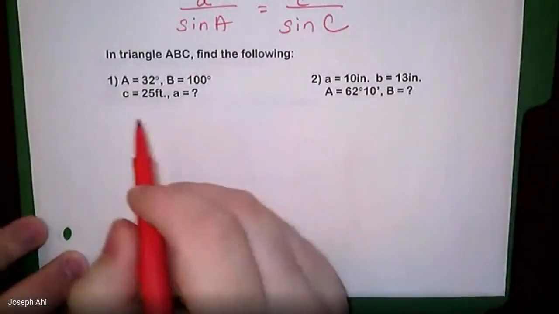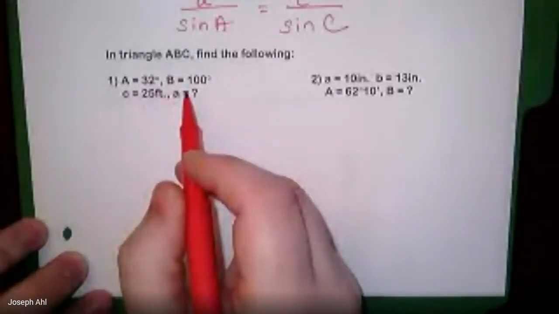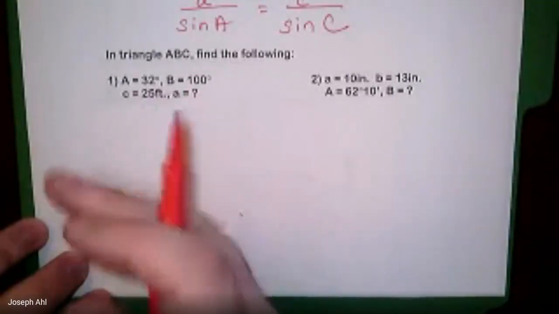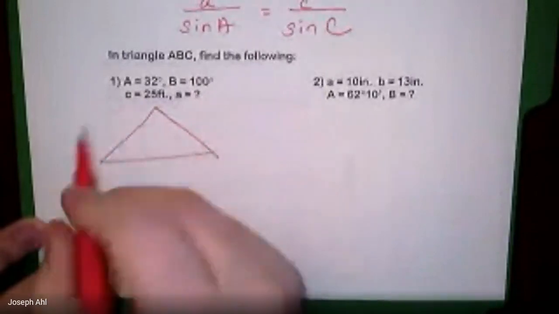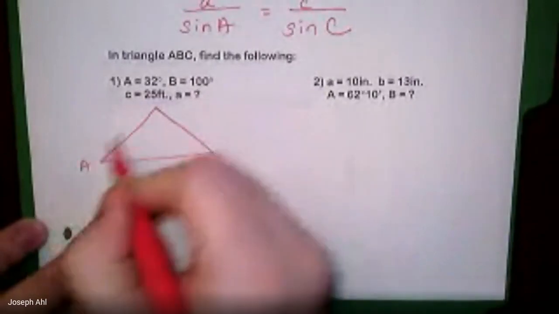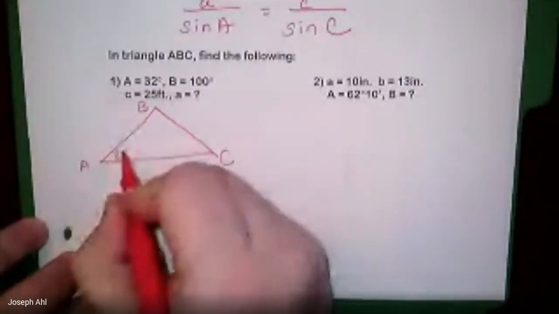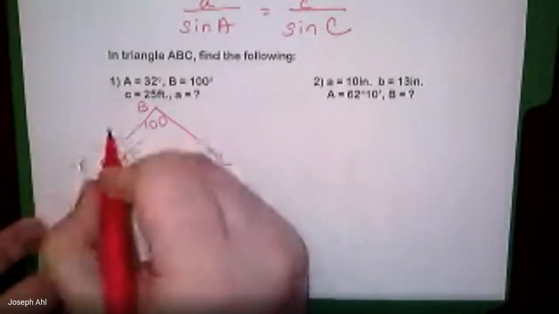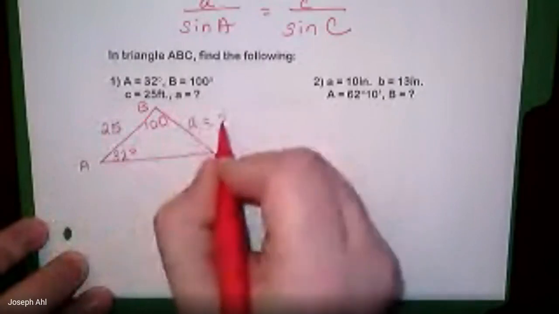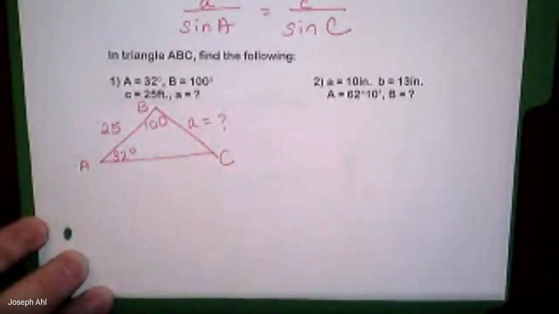Okay, this first example here where angle A is 32 degrees, the measure of angle B is 100. If little c is 25 feet, what's little a? Okay, so here's my triangle ABC. And A is 32 degrees, B is 100, and little c, which goes across from angle C, is 25. What is the measure of side A?